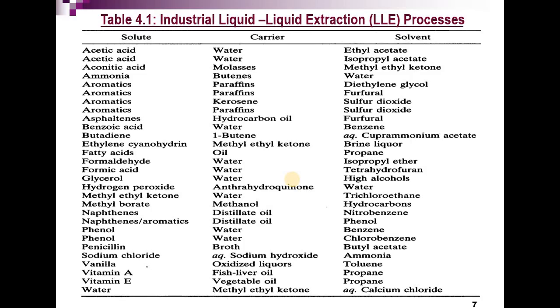Okay, so this is the type of liquid extraction process. This is the type of solute, carrier. Solute is usually component A. Carrier is component B, and this is the solvent, or component C. This is the list of LLE examples. For example, if I have acetic acid and water, I want acetic acid. I can use ethyl acetate as the solvent to extract the acetic acid from water. Okay, so this is how we read this list.